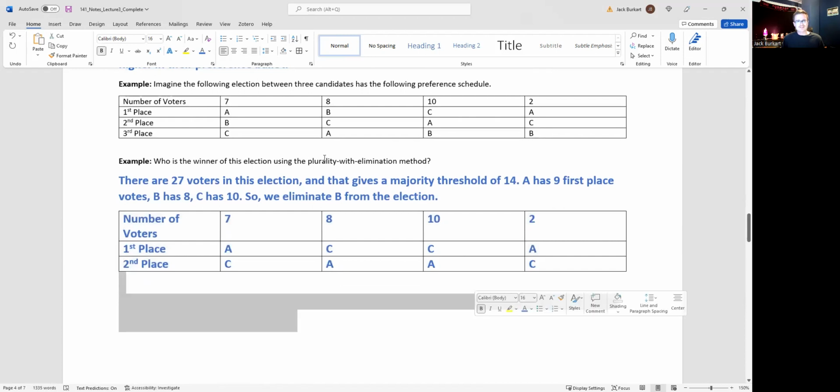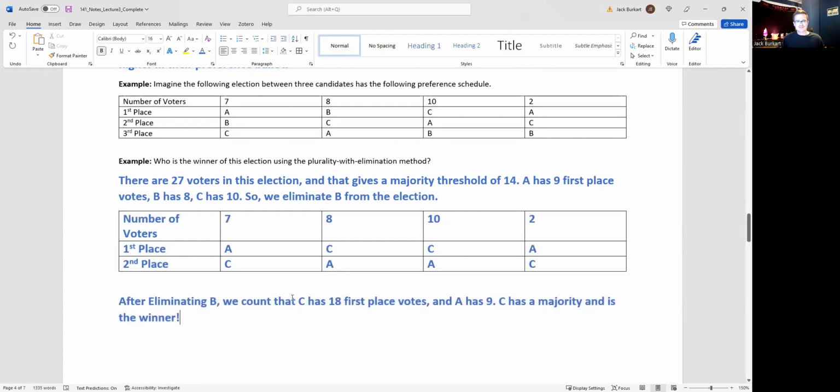What we notice if you unveil everything is that after eliminating B, C has 18 first place votes and A has 9. Since C has a majority, C is the winner. So in this election, under plurality with elimination, C is the winner.